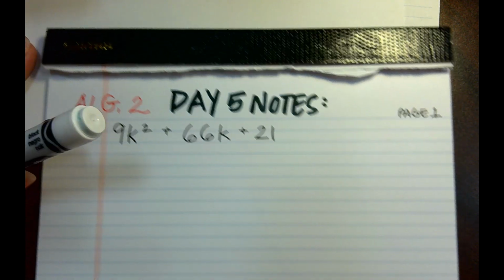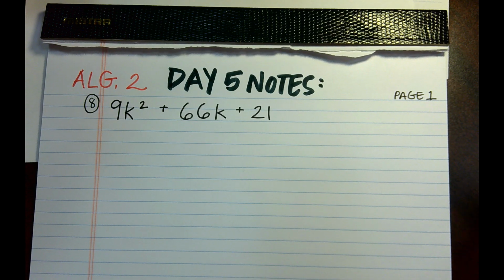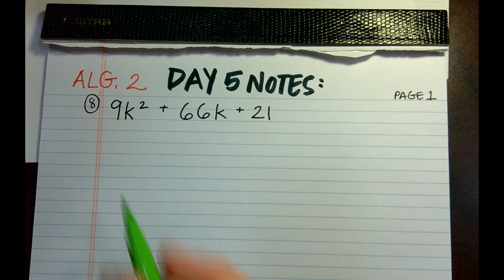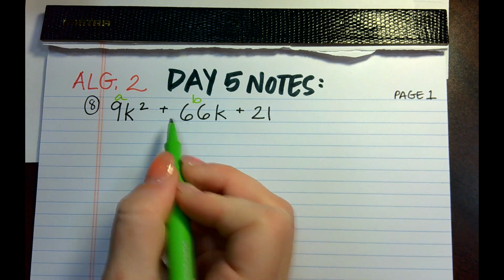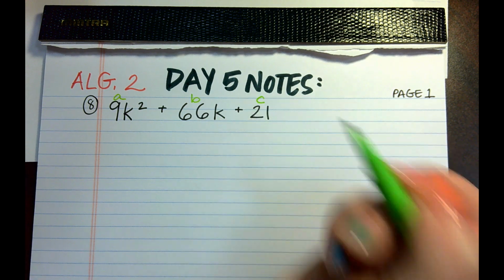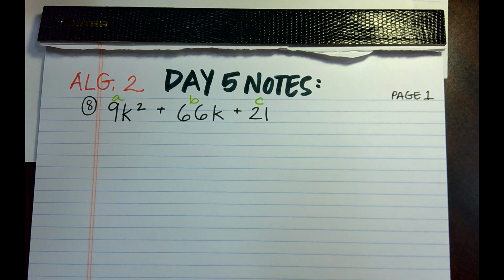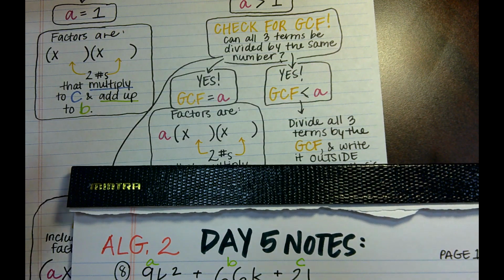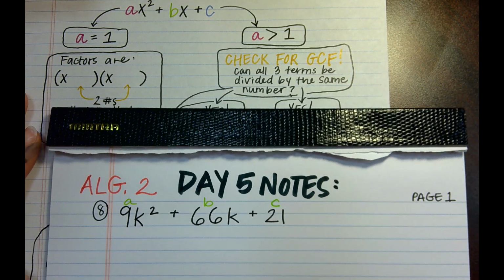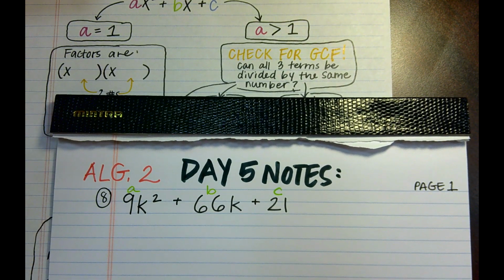All right. So, number 8. How should we start this problem? What should we identify first? Our A, B, and C. A is 9, B is 66, and C is 21. So, let's take a peek at that little flow chart. A is greater than 1, so what do I do next?